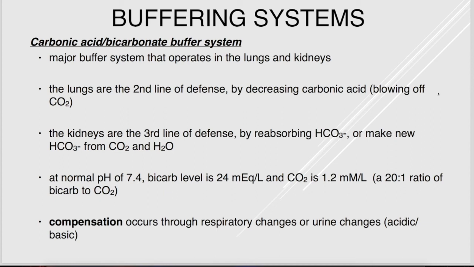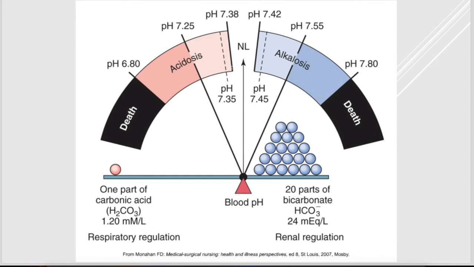They can reabsorb bicarbonate, which is a base. They can make new bicarbonate with water and CO2. They can secrete hydrogen ions, acid. So they can do a lot of things. Kidneys are very important. They're the third line of defense. Now at normal pH 7.4, there's a 20-to-1 ratio of bicarb to carbonic acid. CO2, really its acidic form is carbonic acid. And then compensation occurs through either respiratory changes or urine changes. I'll talk about that in a second. So this is just showing that at normal pH 7.4, 20 parts bicarb to 1 part carbonic acid.